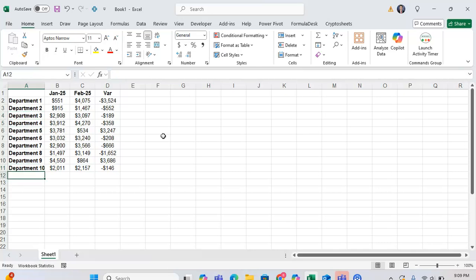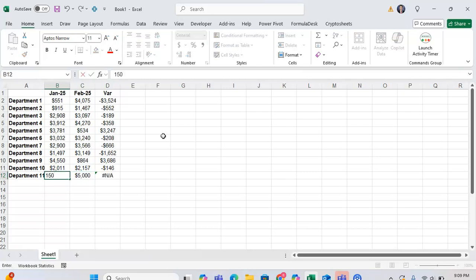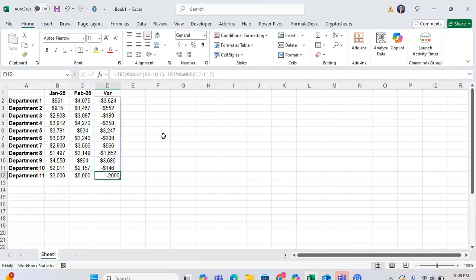If I add a new department like department 11, and they are spending more money than they did the time prior, I guess then it will automatically fill in with the TRIMRANGE function.